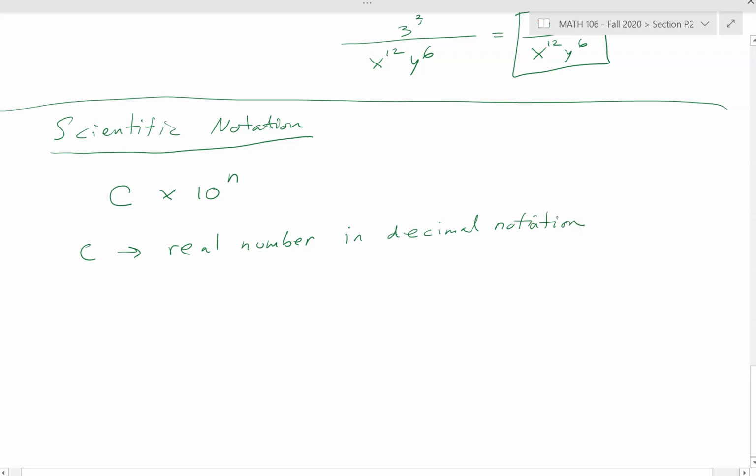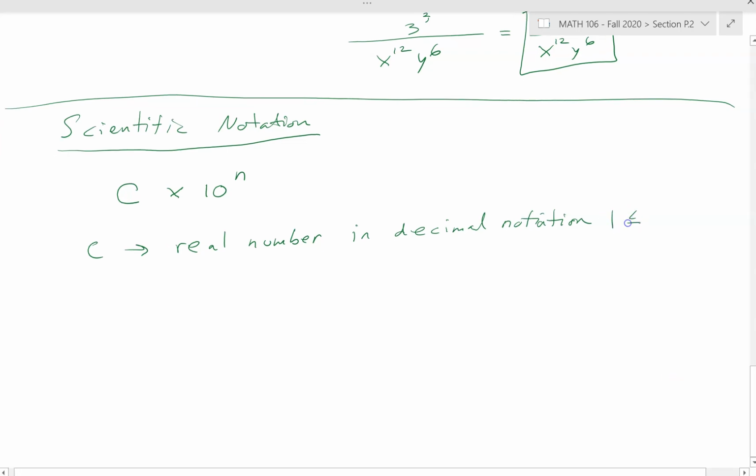Now, the important part here is that C has to be at least 1. Are you familiar with this kind of notation using greater than, less than? So C has to be greater than or equal to 1, but it also has to be less than 10. This is the tidy way, or I would say the correct way, to do this. Sometimes you will see C's that are greater than 10, but generally speaking, we want a number greater than or equal to 1 and less than 10. And then, of course, in this formula, n is an integer.